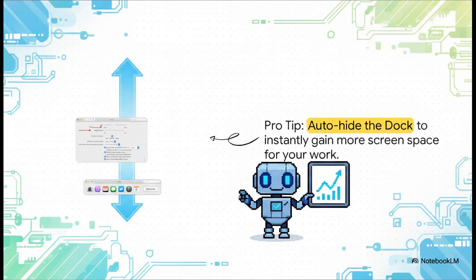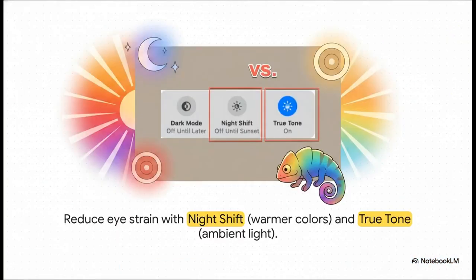your work. And to save your eyes even more, you have two amazing tools. Night Shift is the one that makes your screen's colors warmer after sunset, which can really help you wind down in the evening. True Tone is a little different. It uses sensors to automatically match the white balance of your screen to the light in the room around you, so everything just looks more natural.